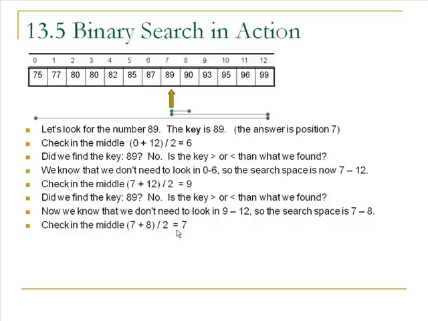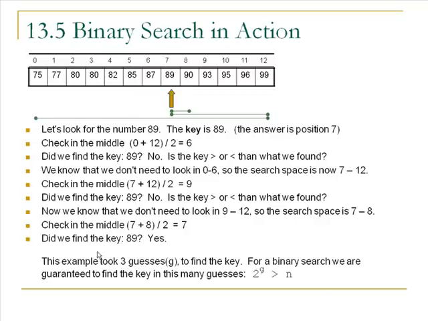So we're going to do the same thing again. Check in the middle. We don't really have a middle of two elements, but we'll do the same calculation. 7 plus 8 is 15, divided by 2 is 7 in integer arithmetic, and that means that we're going to look at element 7, and we found what we were looking for, and so the algorithm is over. This is very efficient. It took us only 3 guesses.